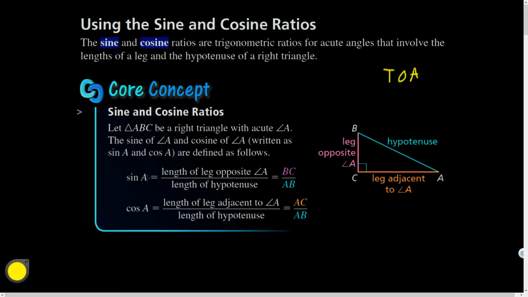So anyways, sine, let's look at angle A's perspective. Sine is the ratio of the opposite leg to the hypotenuse. That's it. Opposite to hypotenuse. And cosine will be the ratio of the adjacent to the hypotenuse. One of the ways that you might remember this is with the acronym SOHCAHTOA. Yeah, so sine, cosine, tangent.